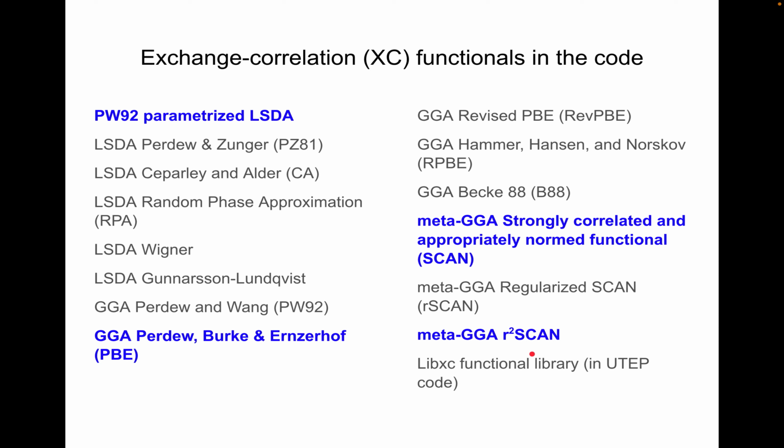One more comment is that in the UTEP version of the FLOSIC code, there is an interface to the libxc functional library. So it has additional choices for the exchange correlation functional.